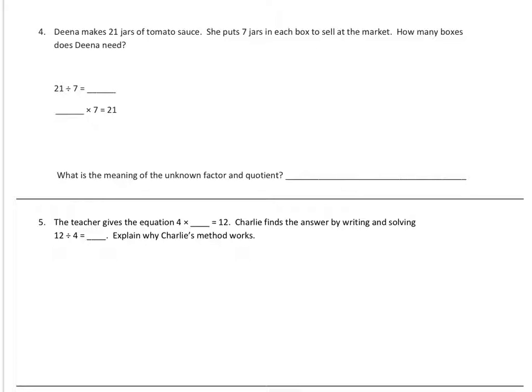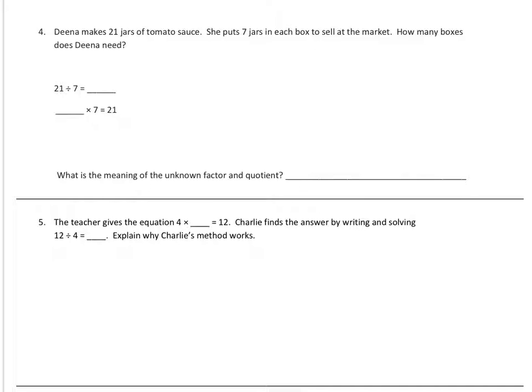Problem number 4 says, Dina makes 21 jars of tomato sauce. She puts 7 jars in each box to sell at the market. How many boxes does Dina need? Let's draw a picture. So if I'm doing jars of tomato sauce in a box, would it make more sense to draw an array or groups? Probably groups, but if you want to draw an array, you totally can.